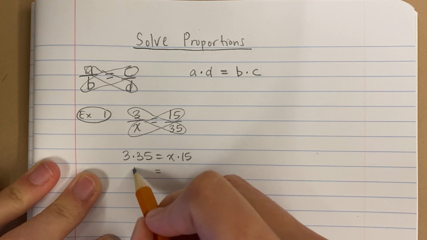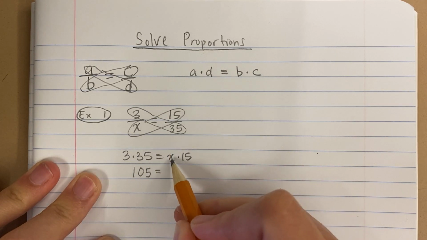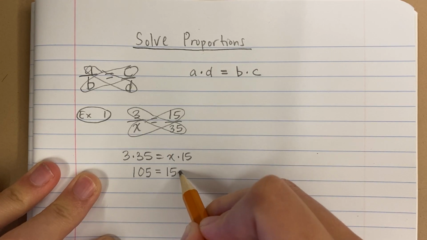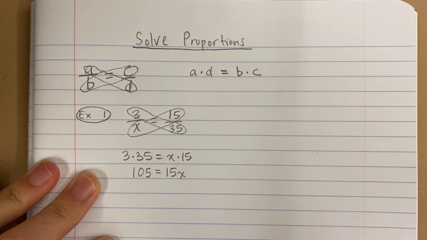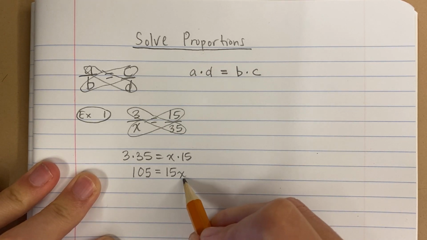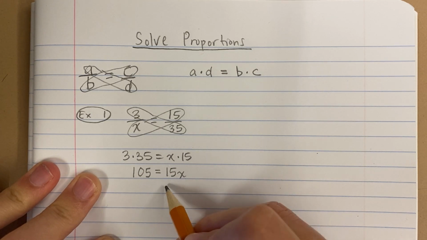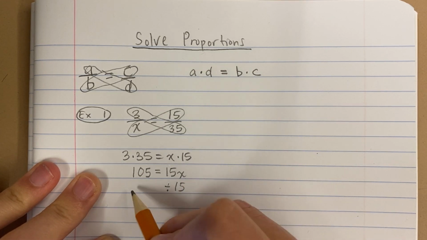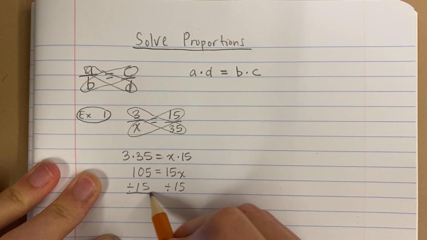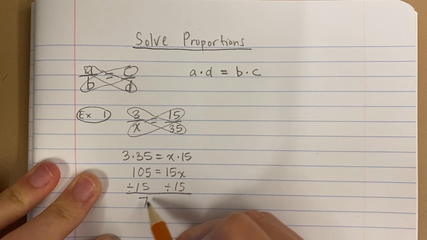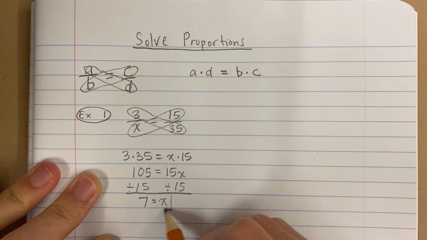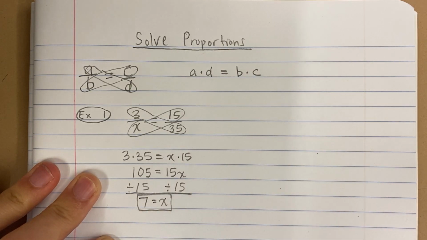3 times 35 is 105. X times 15 is 15x, right? We write it like this. Okay, now the next thing I'm going to do is get x by itself, right? I'm solving an equation, so I'm always looking to get x by itself. Right now, x is being multiplied by 15, so I'm going to divide by 15. 105 divided by 15 is 7. And again, you might need a calculator, not a big deal.